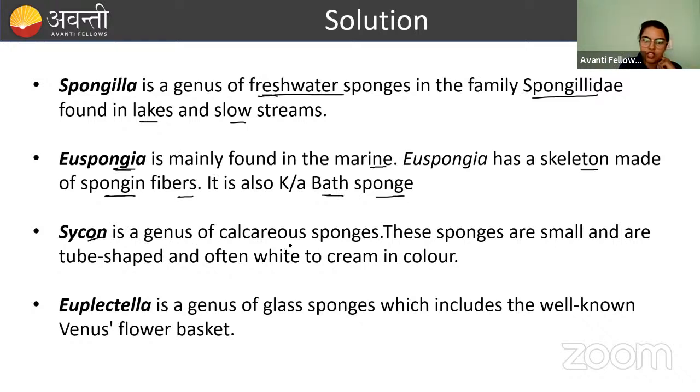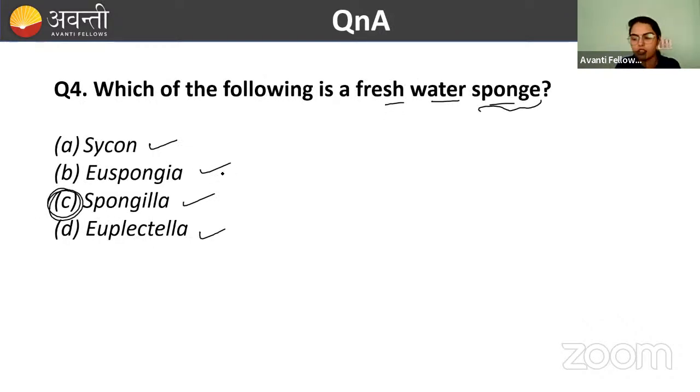Then Scypha is a genus of calcareous sponge. These are very small and tube-shaped, often white to cream in color. So this is important. This is not in your syllabus, it is extra, but you need to remember it. Hyalonema or Euplectella is a glass sponge. Okay, so we can also call it a glass sponge, which includes the Venus flower basket. Its name is Euplectella, but what people commonly call it is Venus flower basket. And this is usually given in Japan as a wedding gift. Okay, in Japan and China people give it as a wedding gift. So the answer for this question is Spongilla. Spongilla is the one which is a freshwater sponge.